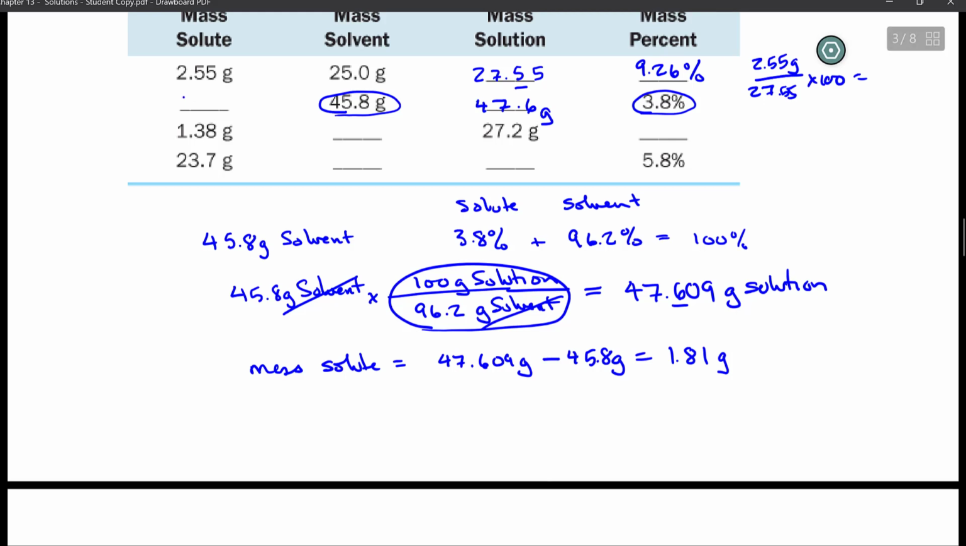Now, the nice thing about these problems is that anytime you get one of these, you can always use the numbers you just calculated to get back to the numbers that you were given. For example, I could take the mass of the solute divided by the mass of solution and see that it comes out to be 3.8%.